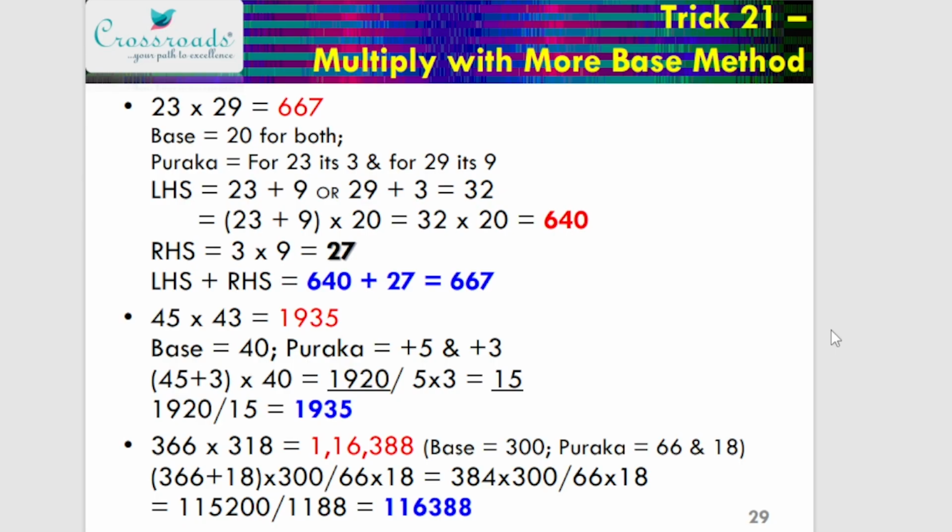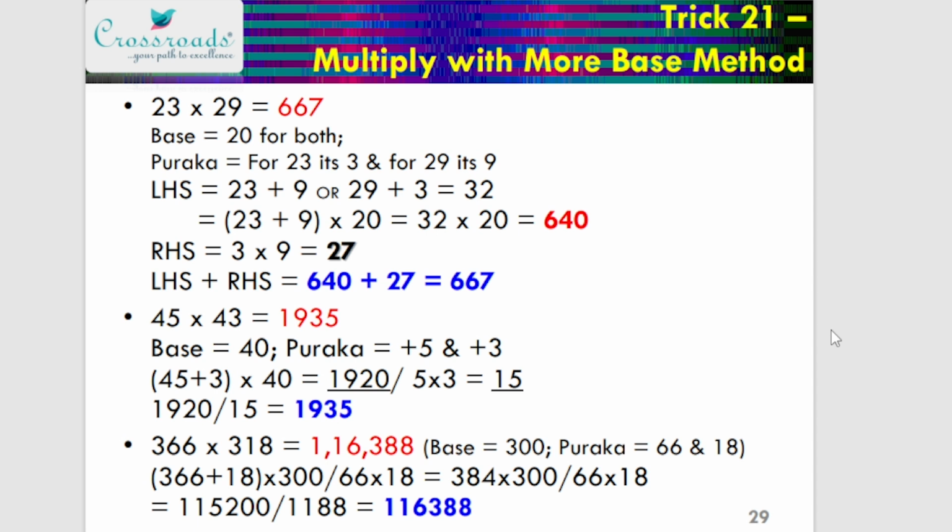Today we'll be learning how to multiply with more base method. As all of us are aware, in Vedic maths, base method is widely used for addition, subtraction, multiplication and division. We will try to learn how to multiply with more base method with some examples.